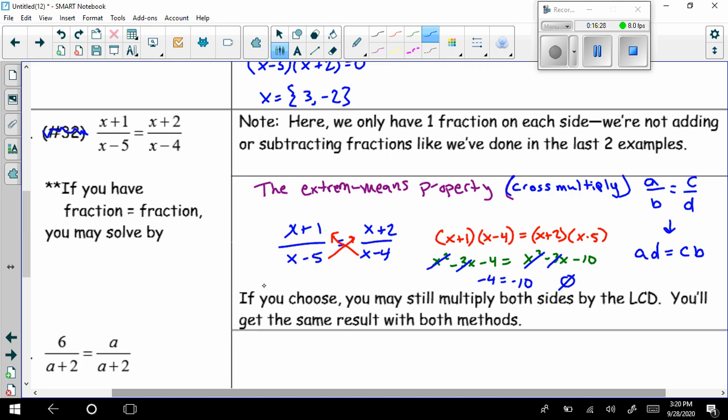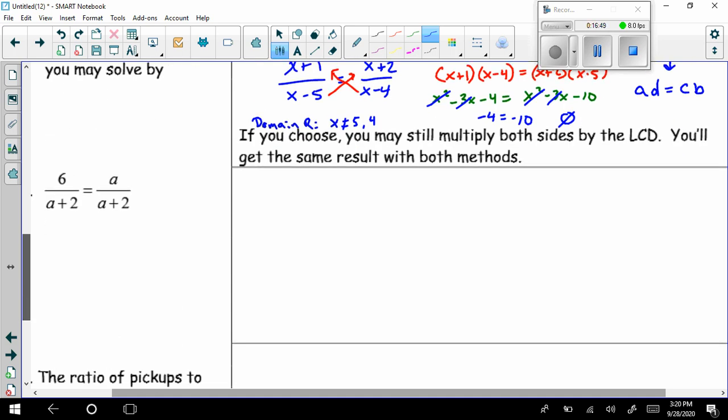Domain restrictions still apply here. My domain restriction is x cannot equal 5 or 4. It doesn't really in the end matter because it was no solution, and so it's not either 5 or 4 because it's nothing at all.